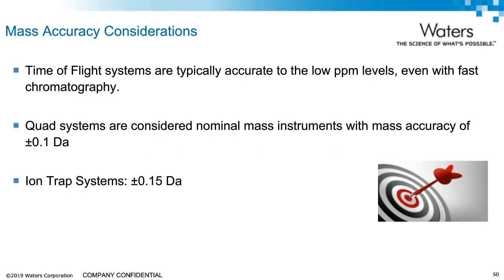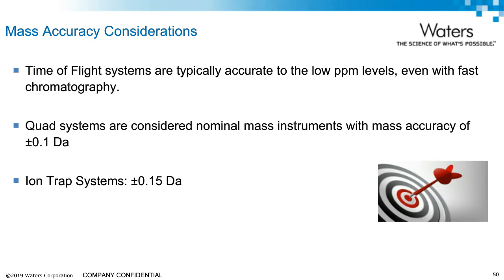Mass accuracy is a common measure of the performance of a mass spectrometer, particularly in high-resolution systems, as we've described earlier. Current time-of-flight systems typically quote mass accuracy in relative terms as parts per million, or ppm. And they generate data with mass accuracy in the low part per million range, even when using fast chromatography.